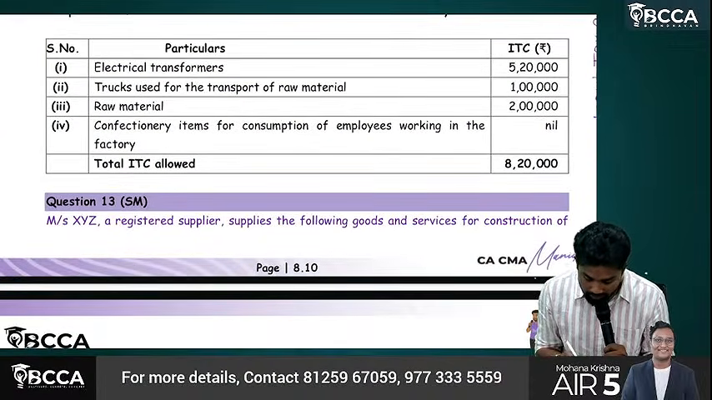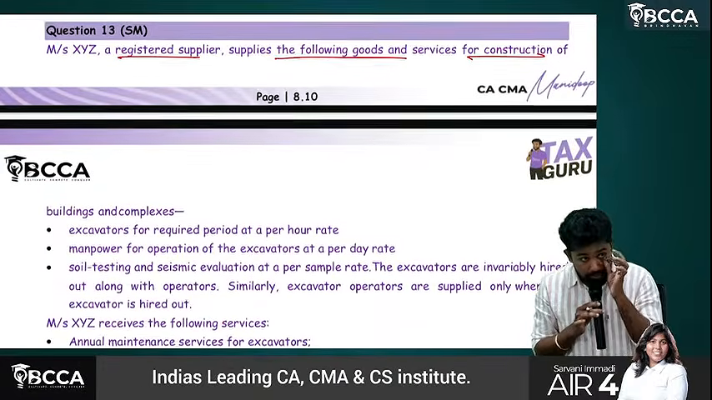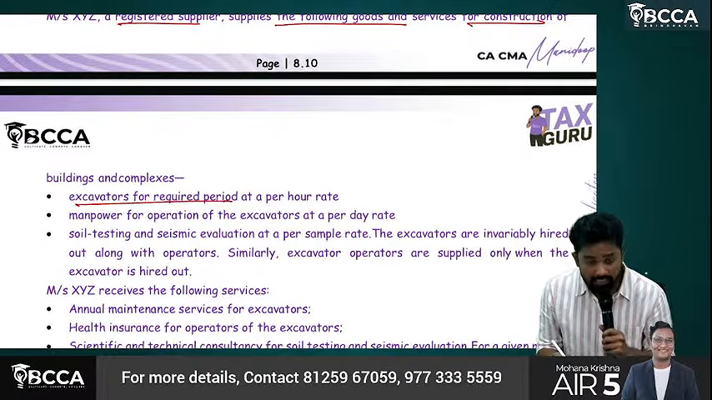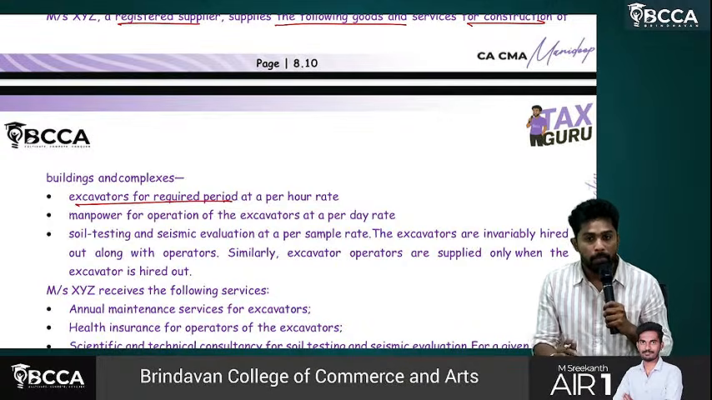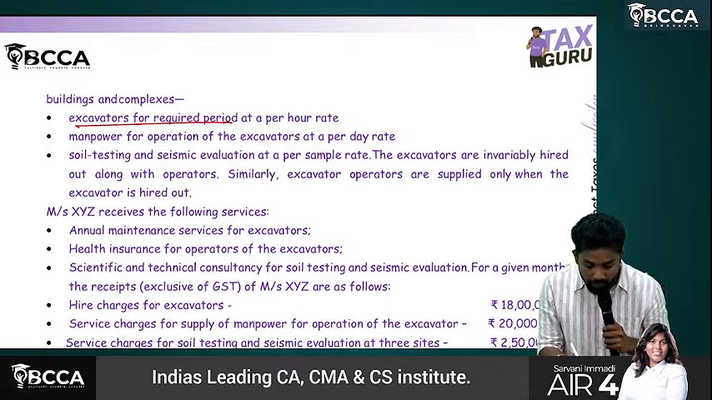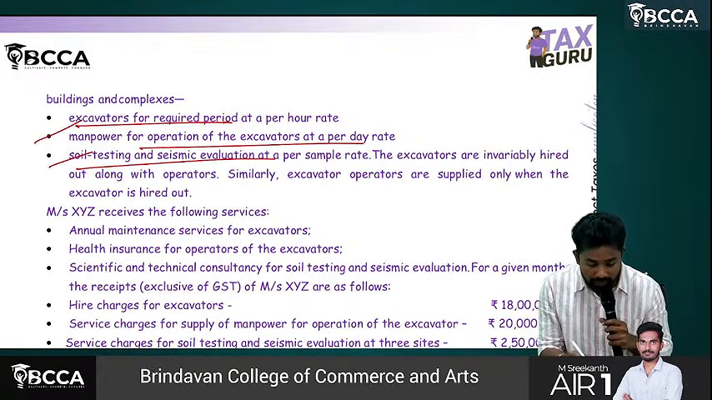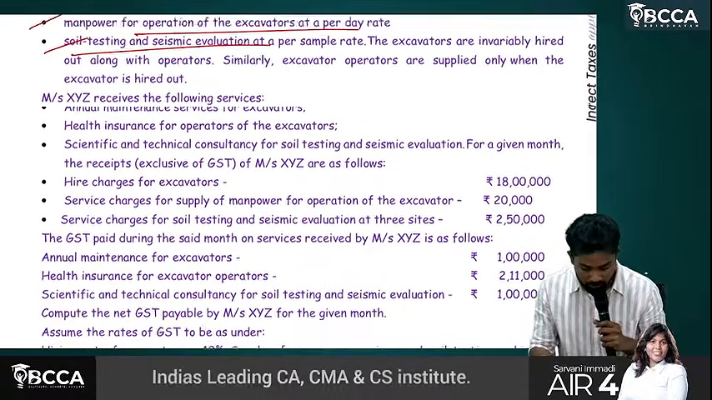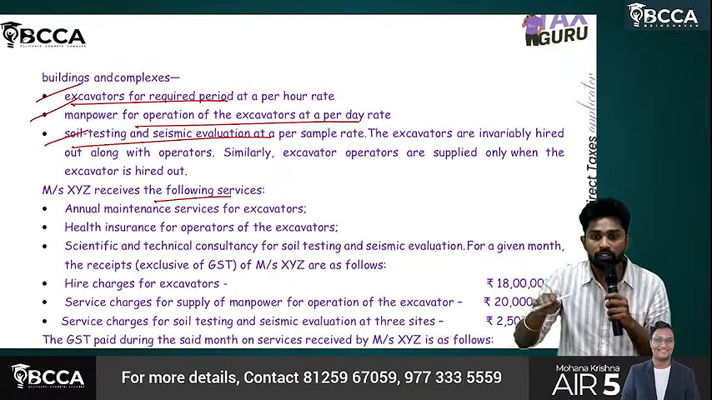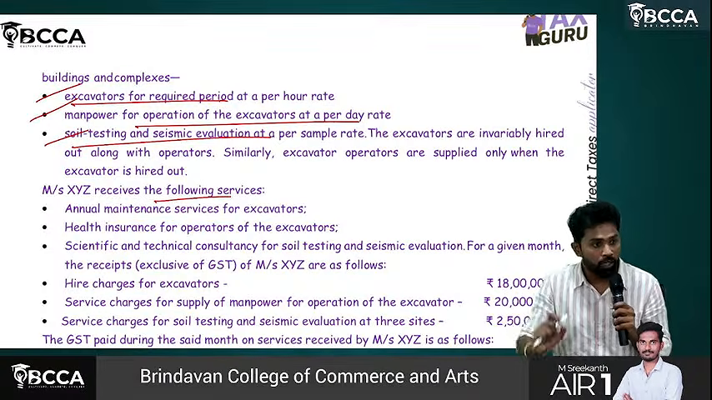XYZ is a registered supplier, supplies the following goods and services for construction of buildings and complexes. First one, excavators. They supply excavators. Excavators are nothing but JCB machines. Then manpower for operation of those excavators, and they do even soil testing, seismic evaluation, all these three also. Okay. And then they receive the following services.